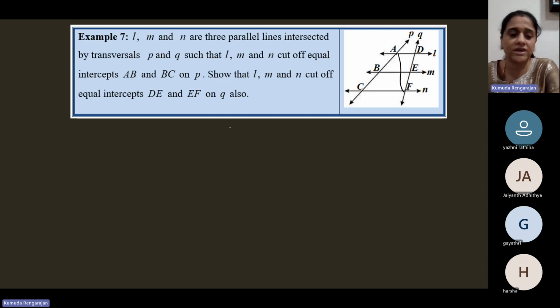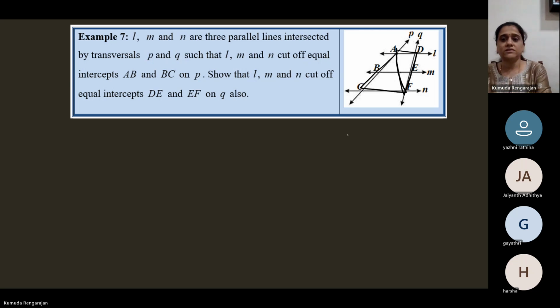AF. Join AF. When you join AF, you get two triangles, right? Meaning triangles ACF and ADF. We get two triangles. Okay.